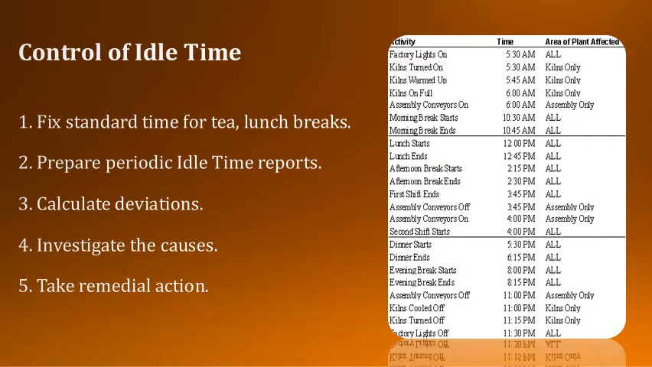Let us see how to control the idle time. First of all, you need a fixed schedule. There should be standard time for tea and lunch break. See here, you can see this factory starts at 5:30 a.m. They have also given when the machine should be turned on, when the fuel should be filled up, right? Morning break starts at 10:30 a.m. See, then break ends at 10:45.